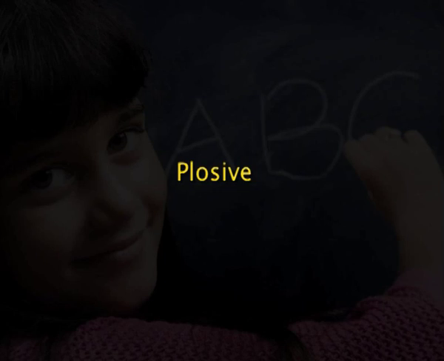The first manner of articulation we have is plosives. During the production of plosive consonants, the stricture involved is complete closure and sudden release. The active articulator makes a firm contact with the passive articulator.